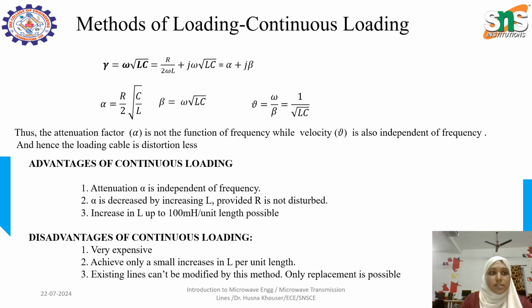Here we will discuss the advantages and disadvantages of continuous loading. As I have already discussed, for a distortionless line, the attenuation should be independent of frequency. Similarly, in continuous loading, the attenuation is independent of frequency, so that the attenuation is reduced by increasing L, and we do not disturb the resistance parameter. The maximum length at which we keep the lumped inductance between the line is, for every 100 meters, we use 100 millihenry; for every 1 meter of length we use 100 millihenry per unit length, should be possible.